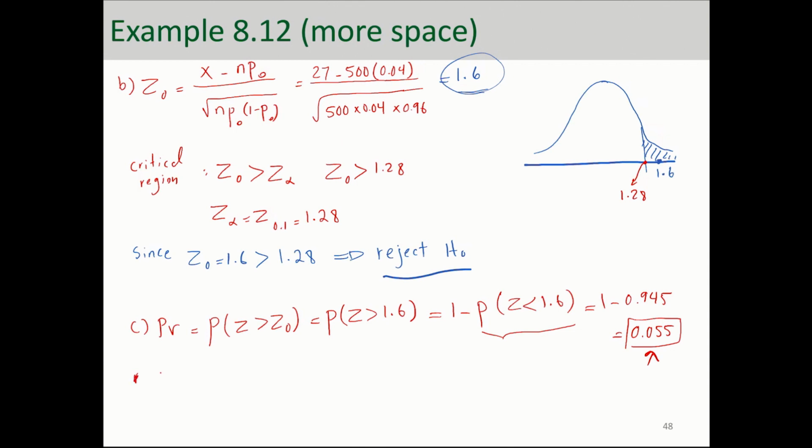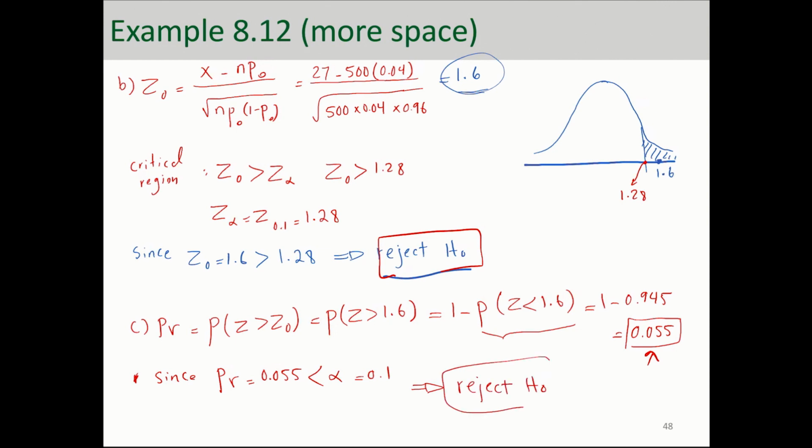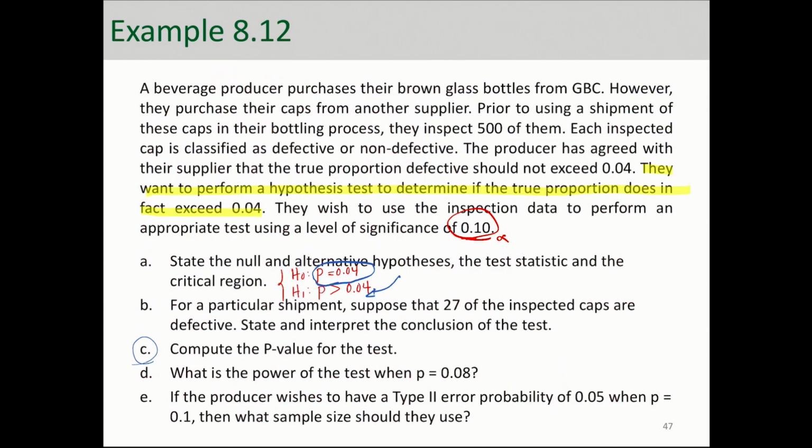So we say since p-value of 0.055 is less than alpha of 0.1, we came up with the same conclusion that we had here. Reject the null hypothesis. And this is important. Always, these two methods should give you the same conclusion. If you end up with a different conclusion using any of them, that means you probably made a mistake somewhere.